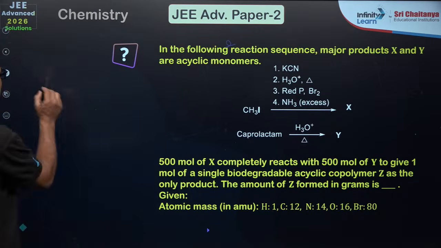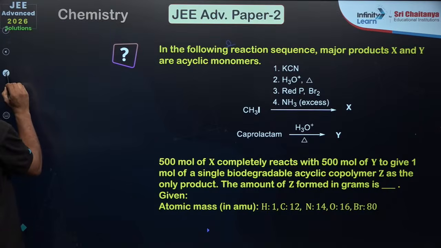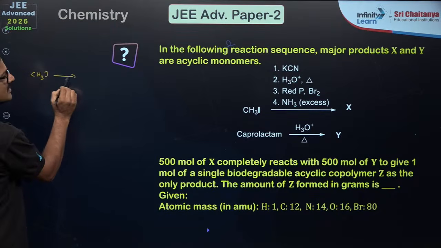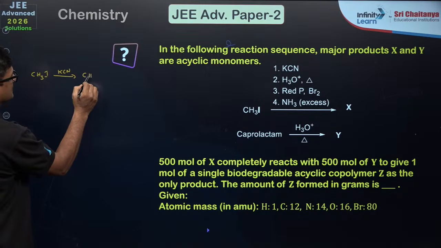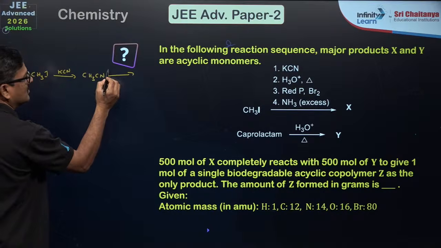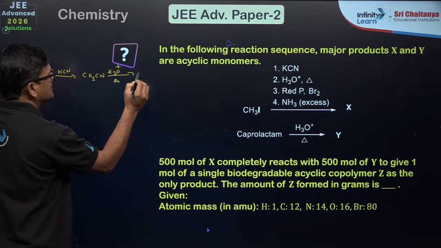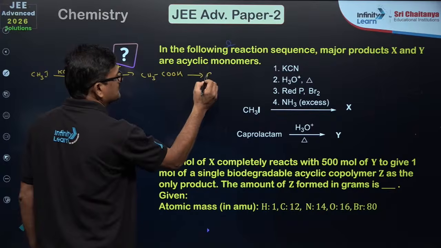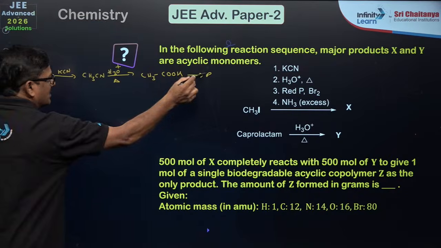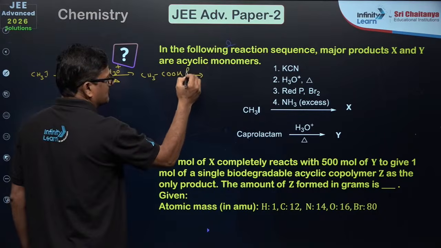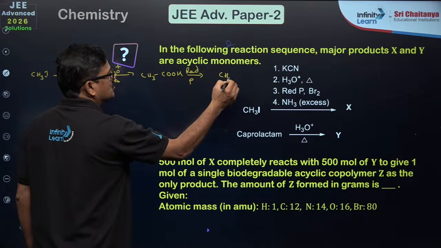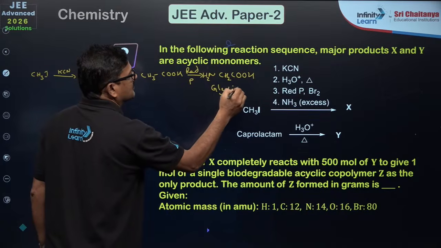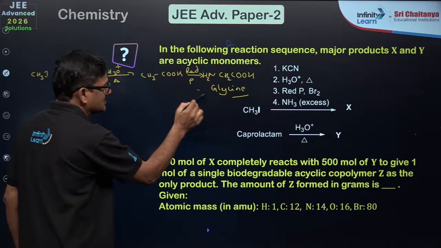Here, CH3I, when treated with KCN, gives CH3CN. It is treated with H3O+ and heat to give CH3COOH, and on treatment with red phosphorus, it is going to be the Hell-Volhard-Zelinsky reaction. You are going to get CH2(NH2)COOH. This is your glycine. X is glycine.